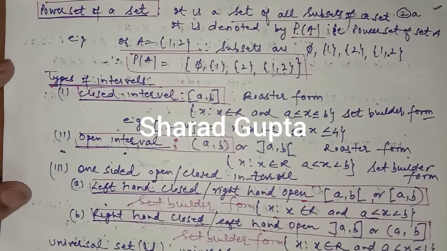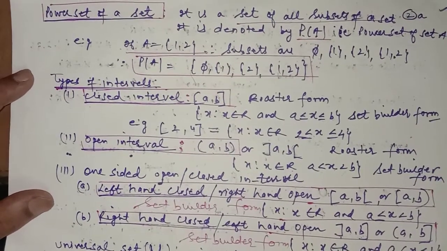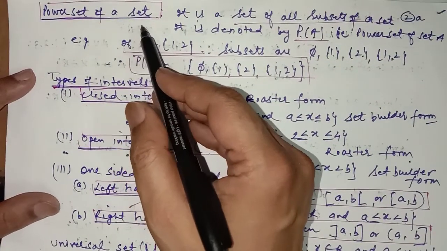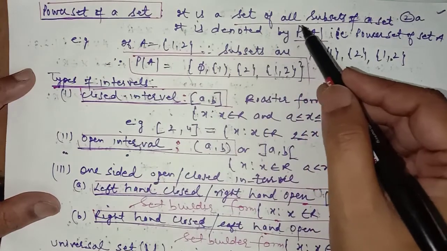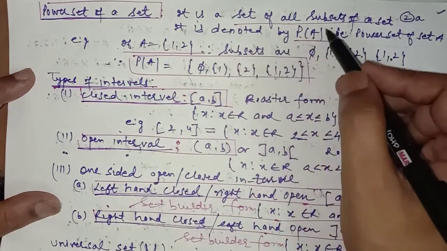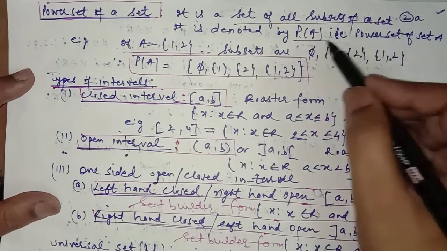Hello, this is lecture number 2 for the chapter sets. In the last lecture we were discussing the power set of a set. Now what is the power set of a set? Let us revise it again. It is a set of all subsets of a set and it is denoted by capital P and the set in a bracket. P(A) means the power set of set A.